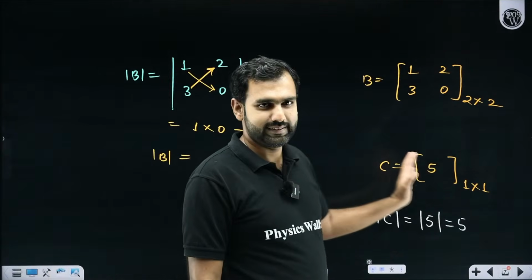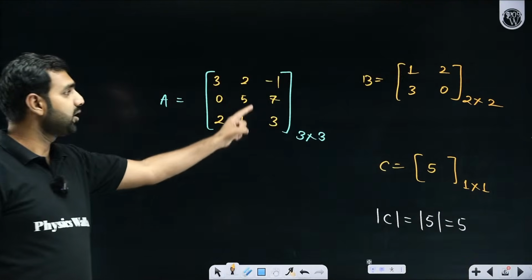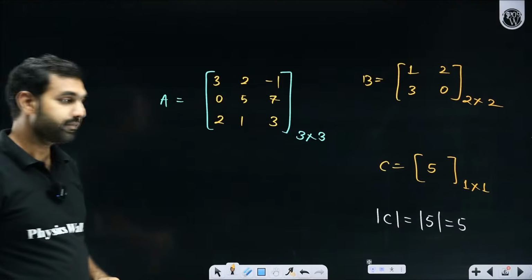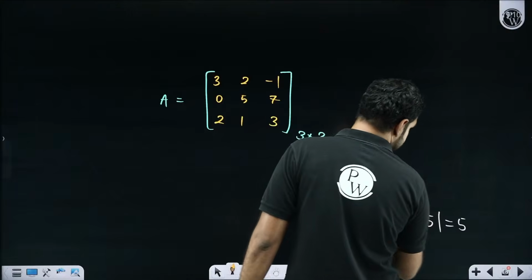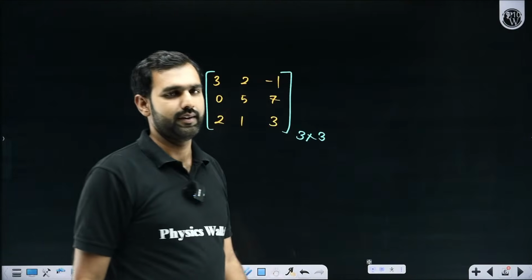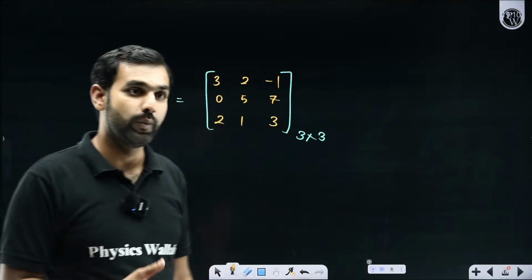Now, with this, if I talk about finding the determinant of matrix A, can we find the determinant of matrix A? Sir, this is a 3 by 3 matrix. So for a 3 by 3 matrix, is there a mechanism? Is there a modus operandi we follow? Yes, we do that.